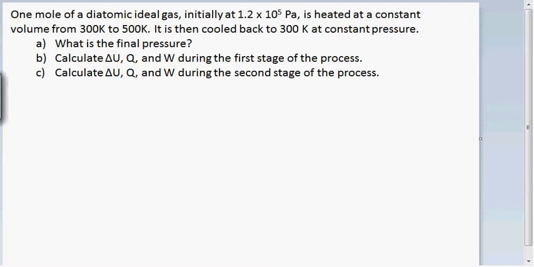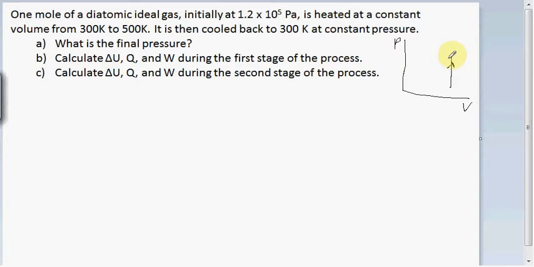Okay, so actually, first of all, since this is a two-step process, first thing I'm going to do is go ahead and sketch this out on a PV diagram. That's something that never really hurts to do. Our first process is one in which the gas is heated up at a constant volume. If the volume is constant, that means that the process is going to be represented on this by a vertical line. And since it's heated up at a constant volume, it's going to go up. So something like that.